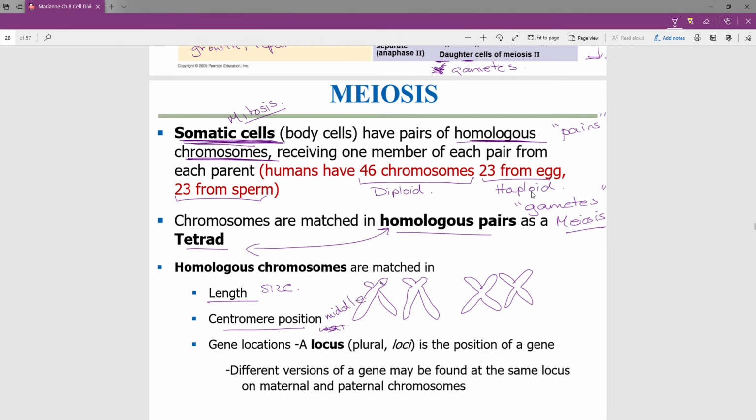And so if you have the gene here for eye color, well, the homologous chromosome is also going to be coded for eye color right there. And so these gene locations are loci, or this would be one locus, singular. So the loci is the position of the genes. You have different versions found at the same locus on maternal and paternal. So maybe your mom has blue eyes or brown eyes, let's say, and your dad has blue eyes. And so this is what's coding for eye color at that locus or loci.